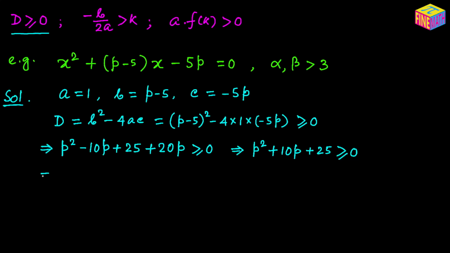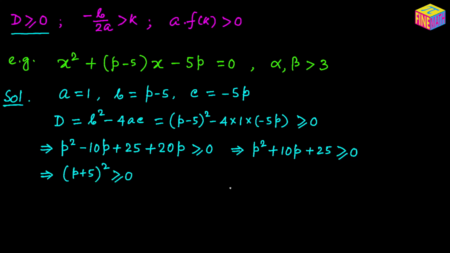And from here what can we say? Well, if you look at that expression carefully, it is actually p plus 5 whole square. It's like a squared plus 2ab plus b squared. So we can write it as p plus 5 whole square, and that must be greater than or equal to 0. And if we use the wavy curve method, we can easily find that p will be any real number. To satisfy this condition, p can be any real number.